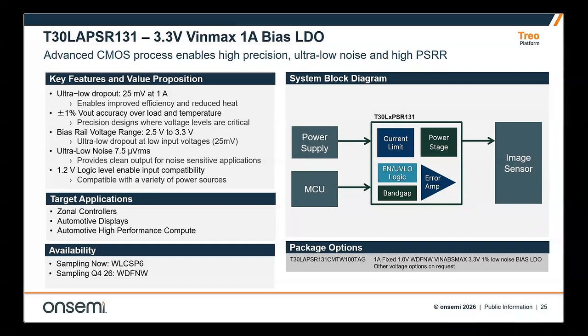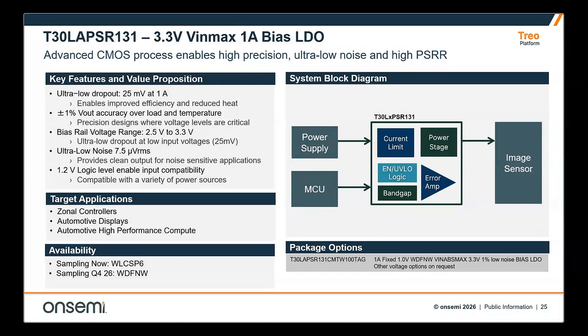The bias rail range covers 2.5 to 3.3 volts, and a 1.2 volt logic level makes it compatible with a wide variety of power sources without level shifting. Just as importantly, the Treo platform is scalable and configurable, so we can offer other voltage options on request and adapt quickly to a customer's exact requirements.